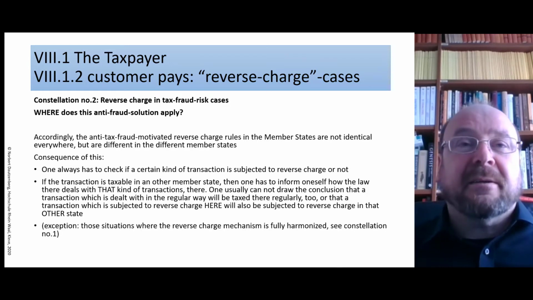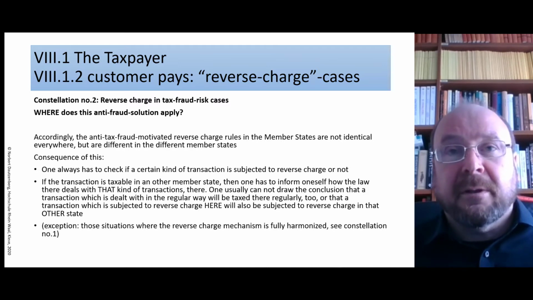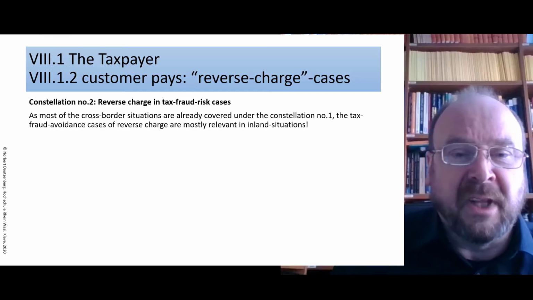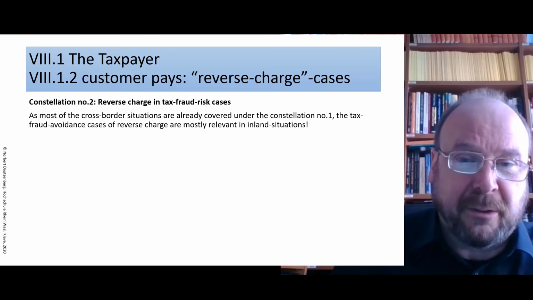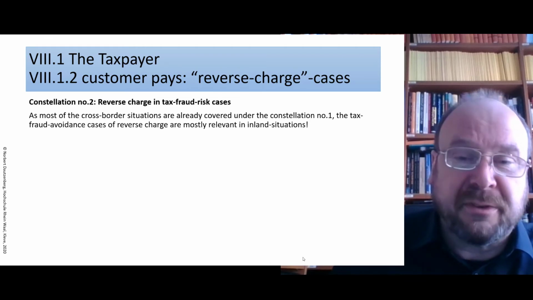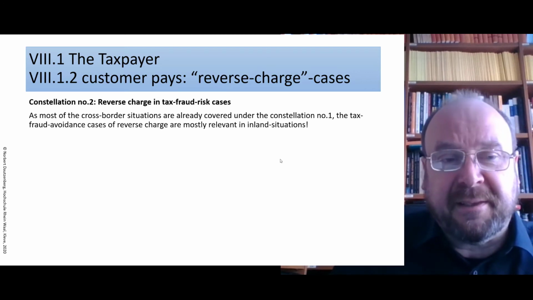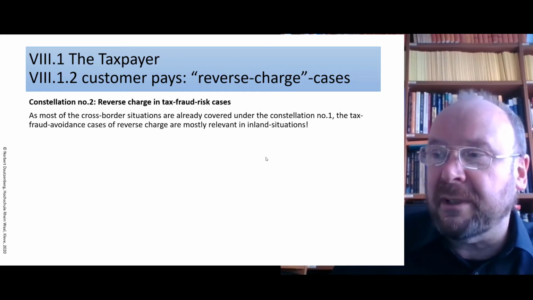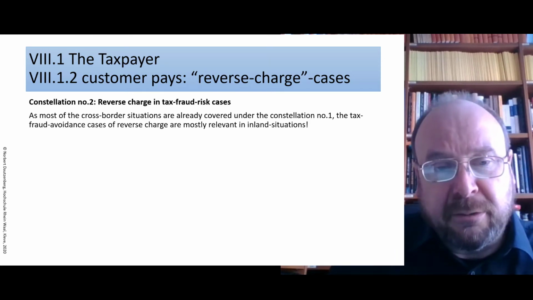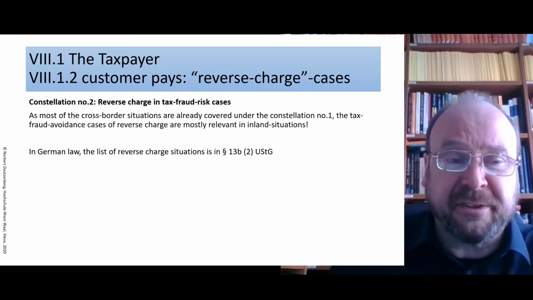The only exception where you can be relatively certain what happens is the situation which I mentioned before, where we have a mandatory reverse charge rule for cross-border situations. That was the situation named in 13b1. Now, as most of the cross-border situations are already covered under constellation number 1, either in 13b1 or in the German text 13b2 number 1, the tax fraud avoidance cases of reverse charge are mostly relevant in inland cases only, because most other cases are already covered by general rules for cross-border situations.